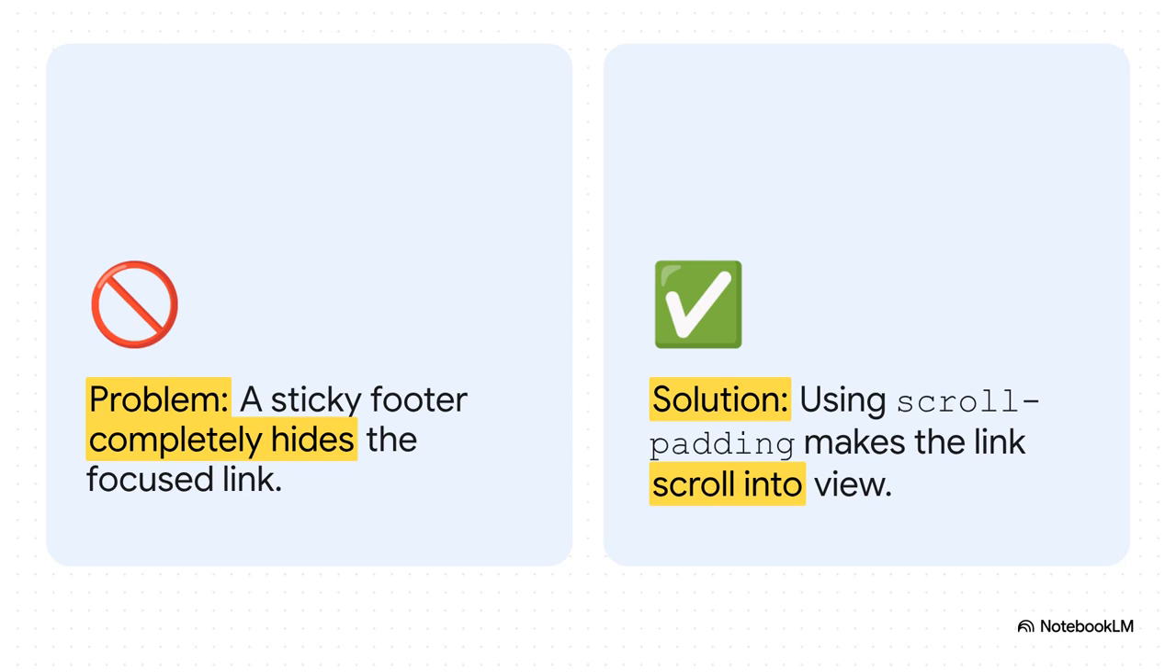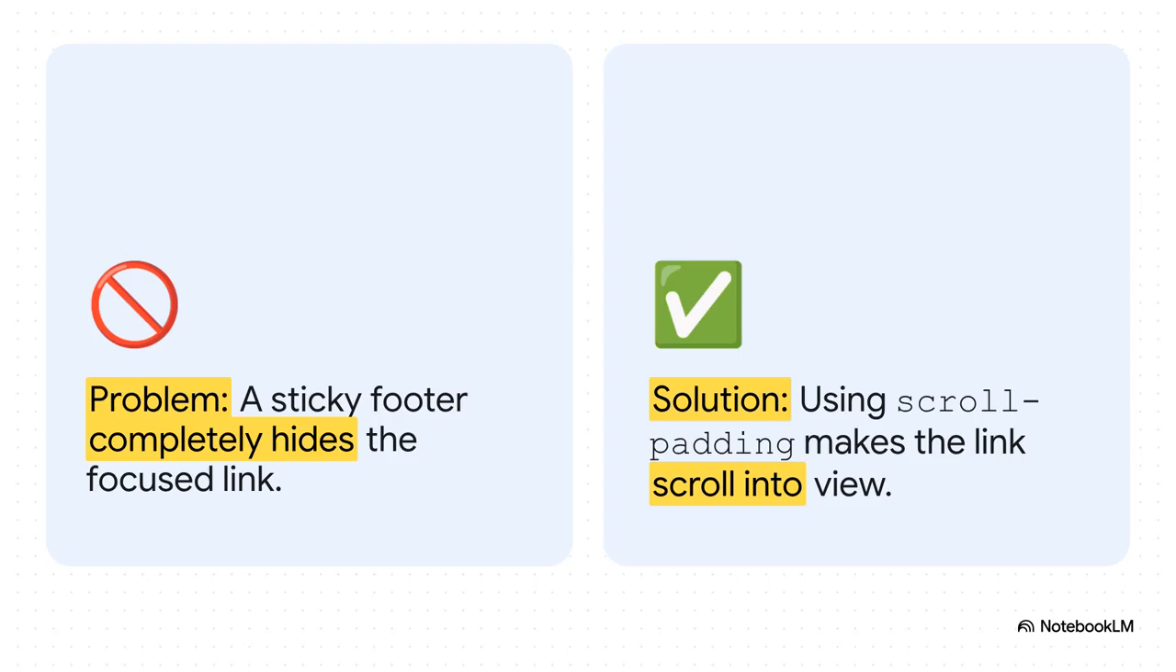A user tabs down to a link at the very bottom of the page, but whoops, the sticky footer is completely covering it. They're lost. But on the right, we have the solution. A simple piece of CSS called scroll padding automatically adds a little buffer space. Now, when the user tabs to that link, the page scrolls just enough for the link to appear right above the footer. It's so clean.